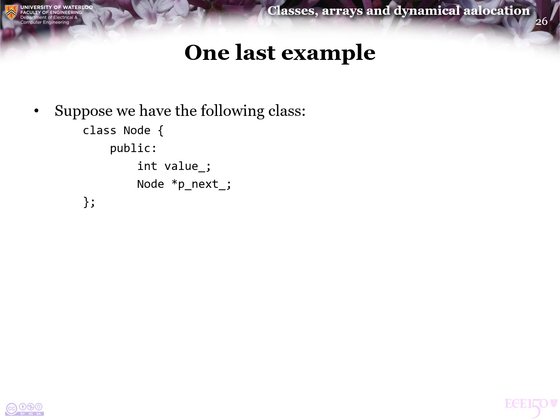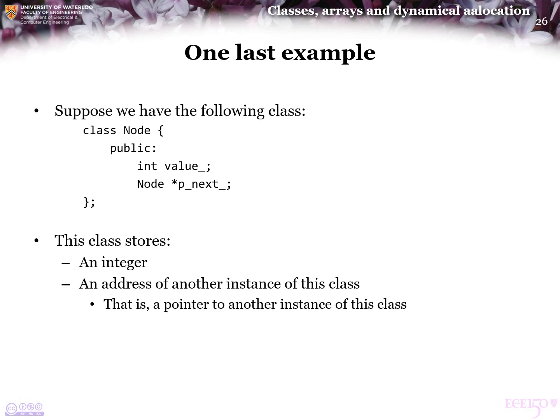Here's a class that I'm calling node, and it just has 2 public member variables for simplicity. The first is an integer. The second is the address of another instance of this class. That is, it is a pointer to another instance of this class. In fact, it could be a pointer to itself.